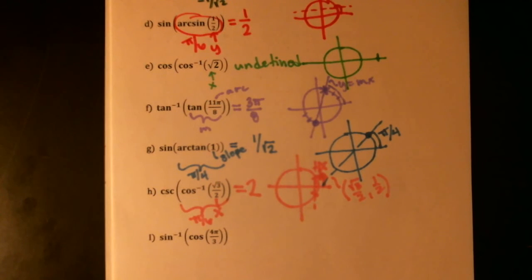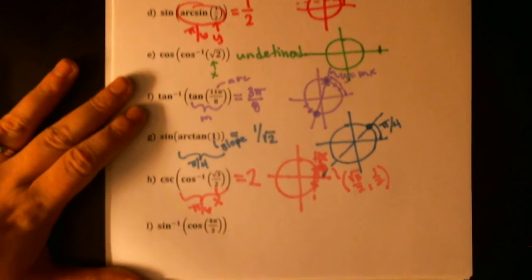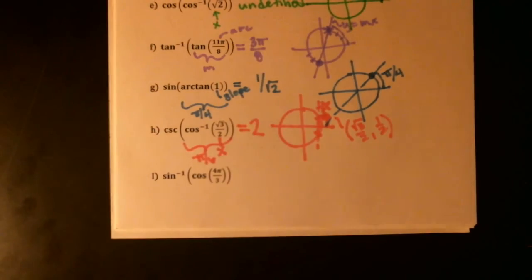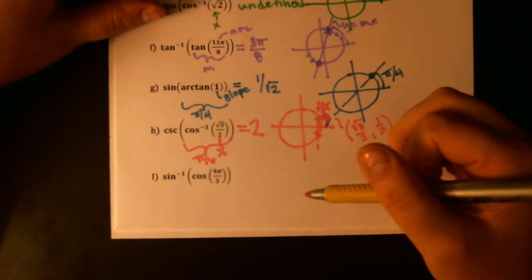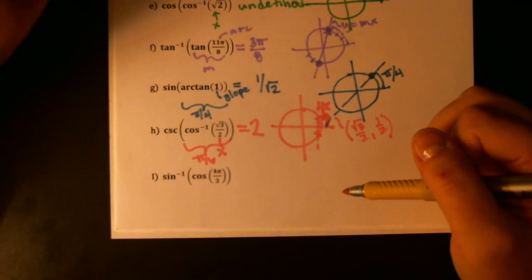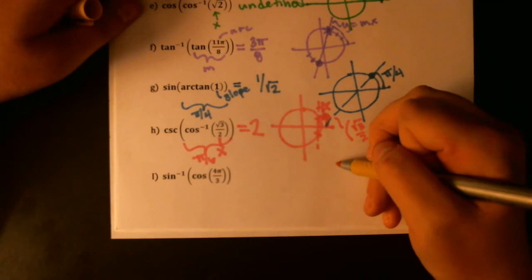Okay, let's see. Almost gone through all my colors. Let's try out yellow. I think I remember that I didn't end up liking yellow though. Okay, so inverse sine of cosine of 4 pi over 3.